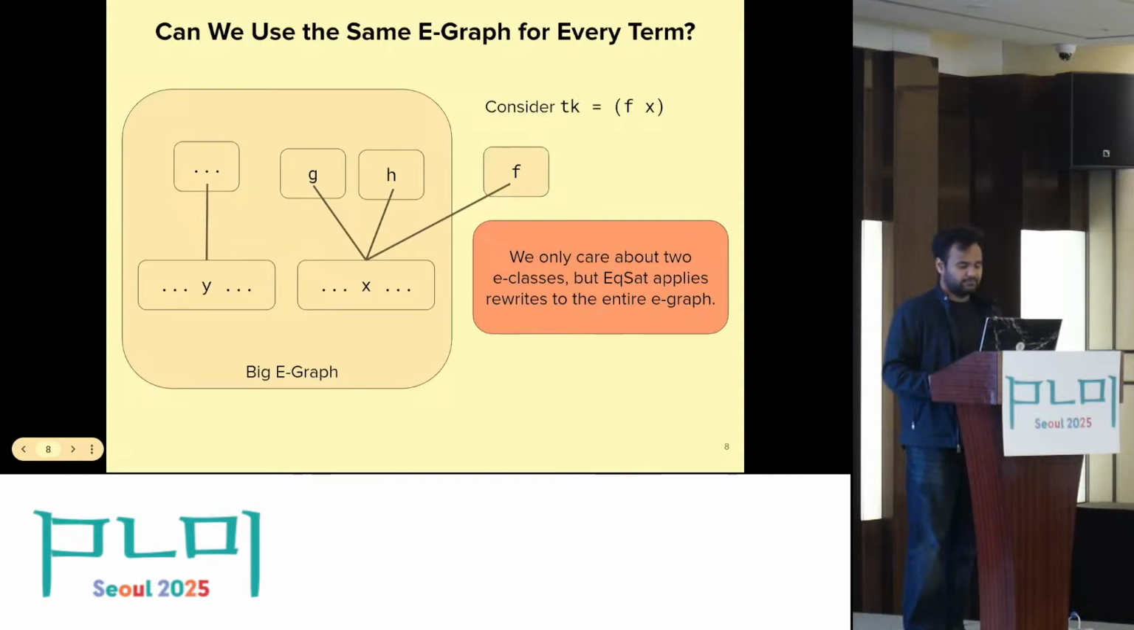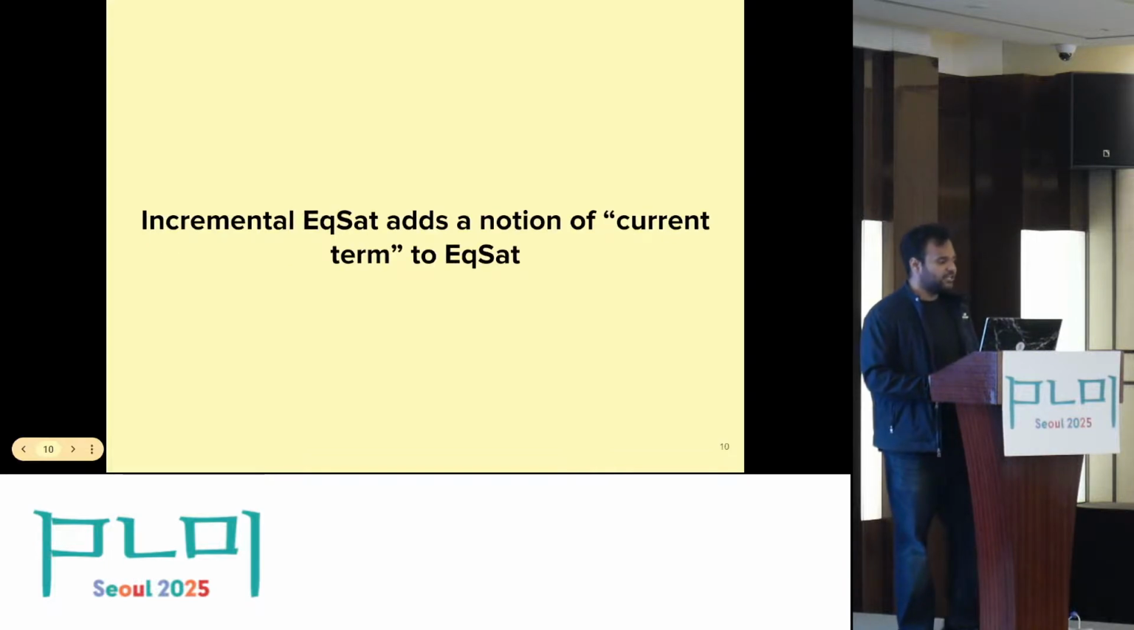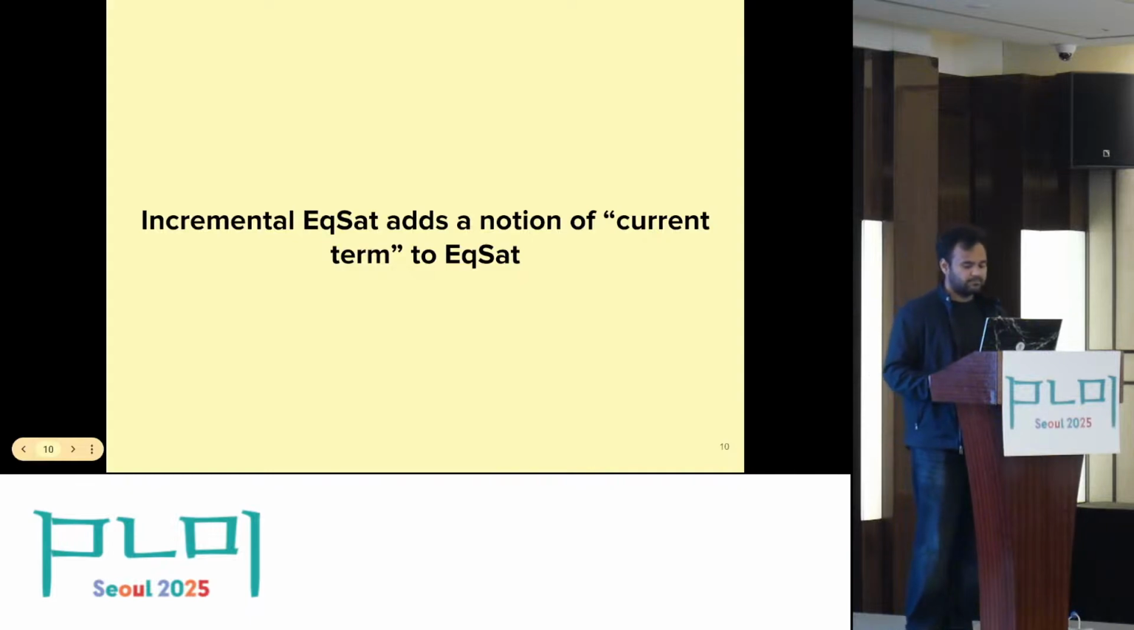So to summarize, the central issue with utilizing standard or batched EGSAT for settings where terms are available at different points in time is that both algorithms lack a notion of current term. And this is exactly what incremental EGSAT provides. If you remember one thing from this talk, remember that incremental EGSAT extends standard EGSAT with a notion of current term, so that rewriting is focused on the part of the eGraph that is relevant to the current term.